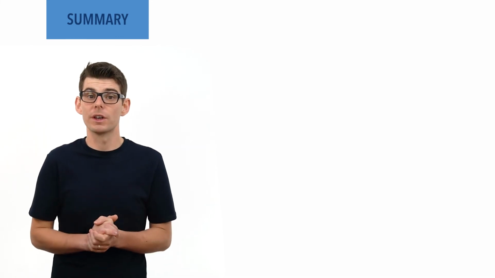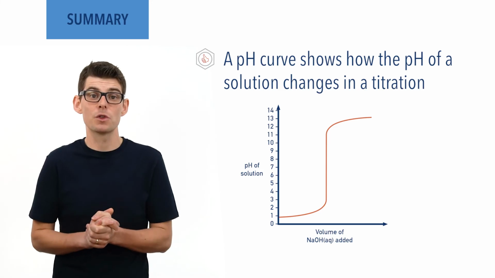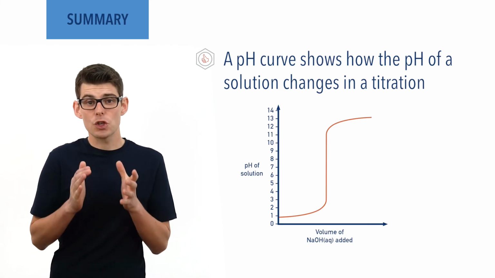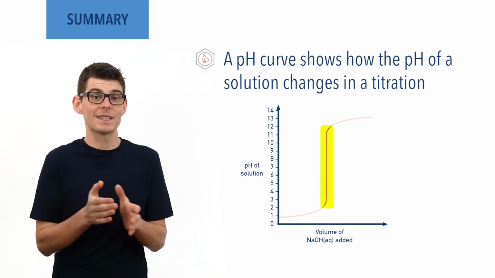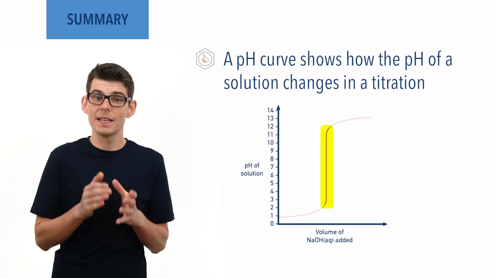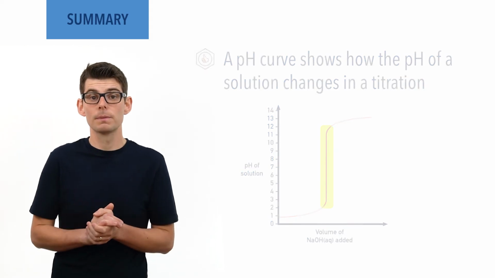So, to summarize, pH curves for titrations show how the pH of an acidic or basic solution changes as a base or acid is added to it. A sharp change in pH occurs as the solution changes from acidic to alkaline. It is this sharp change that enables an indicator to be used to show when a titration should be stopped.